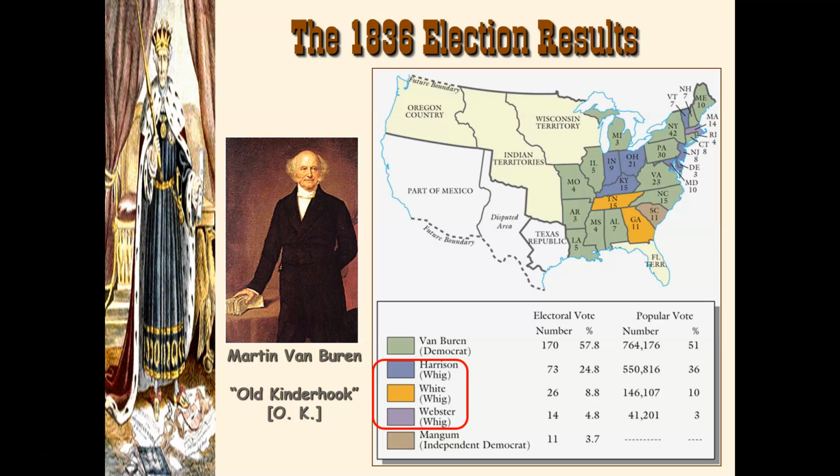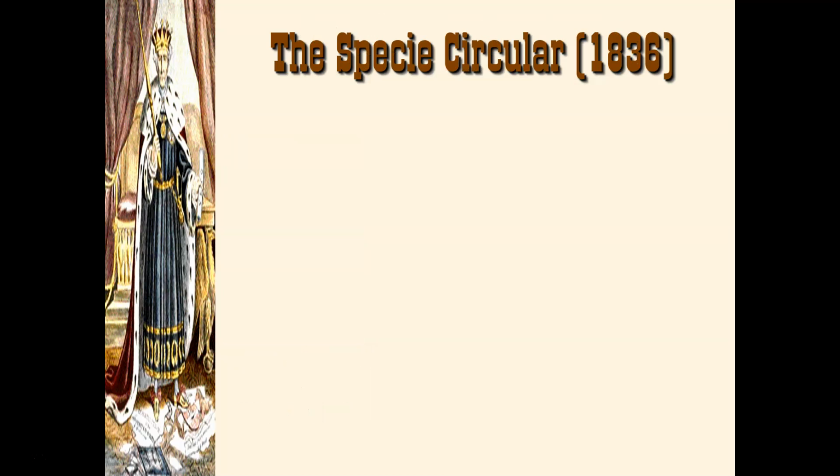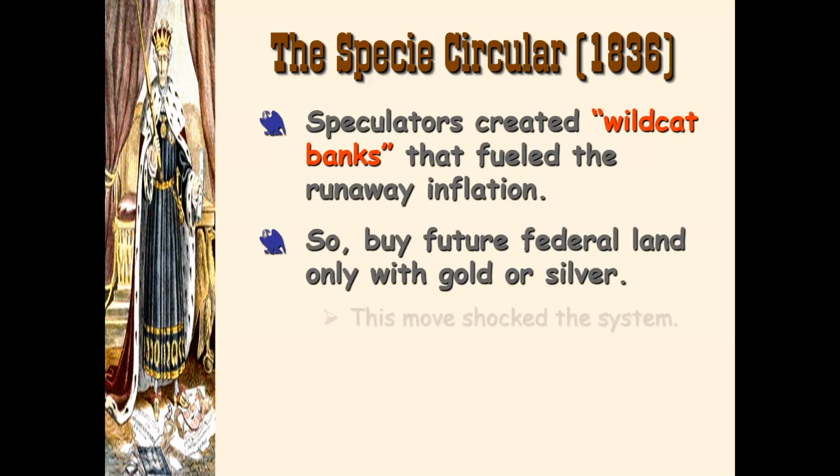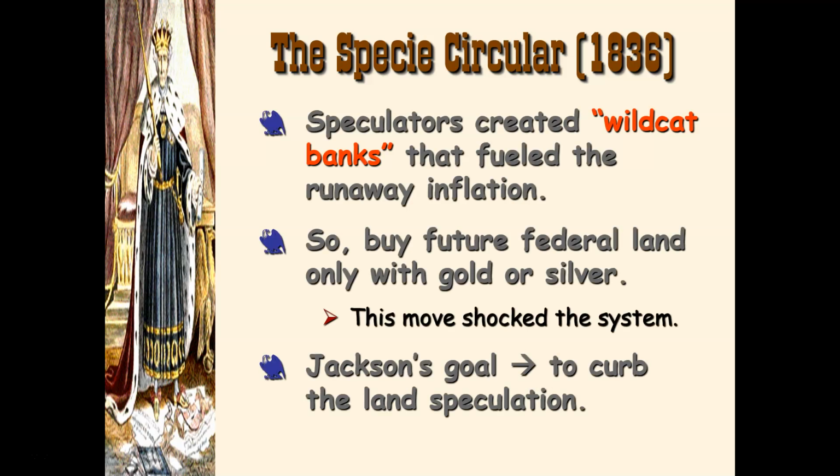Van Buren gets swept into office, though, and because of some of Jackson's economic policies, a bad thing happens almost immediately after Van Buren takes office. In 1836, right before he went out of office, Jackson issued something called the Specie Circular. And essentially what it did, it's real simple.